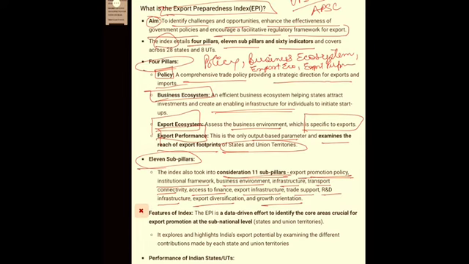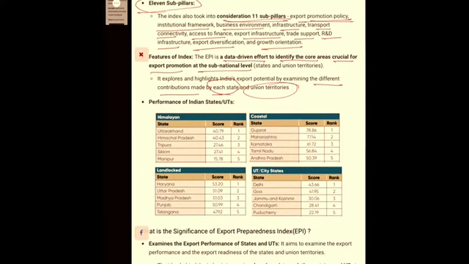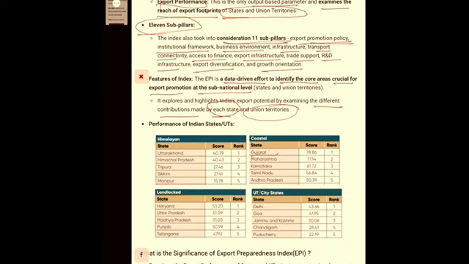What are the features? The Export Preparedness Index is a data-driven effort to identify the core areas crucial for export promotion at the sub-national level. It explores and highlights India's export potential by examining the different contributions made by each state and union territory. Now, coming back to the performances of Indian states and union territories. Of the coastal states, Gujarat is ranked number 1. Amongst the city states and UTs, Delhi comes there. Among the landlocked states, it's Haryana, and Himalayan states, it's Uttarakhand.